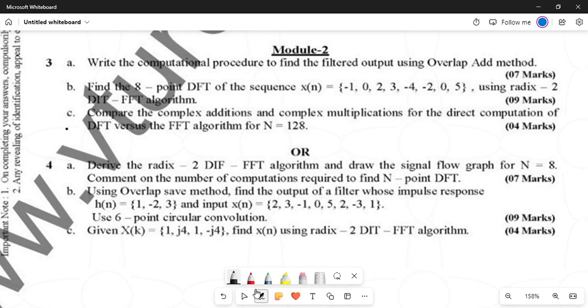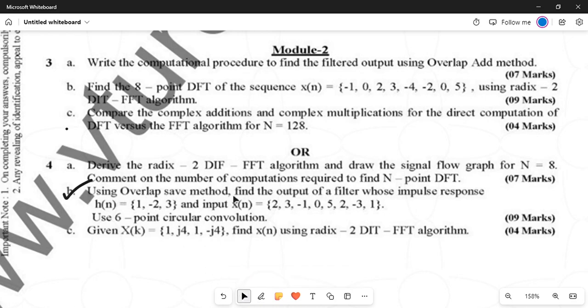Fine. So let's see the particular problem first. Using overlap save method, find the output of a filter. I am showcasing using my black arrow mark. It is 4B question. Okay, my black arrow mark is on 4B question. I'll just make a tick mark. Okay, this question.